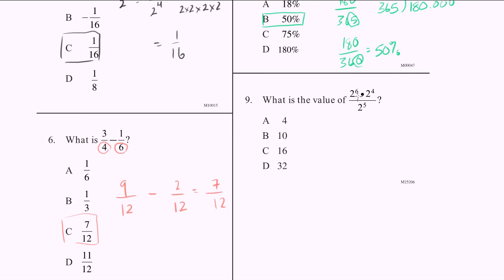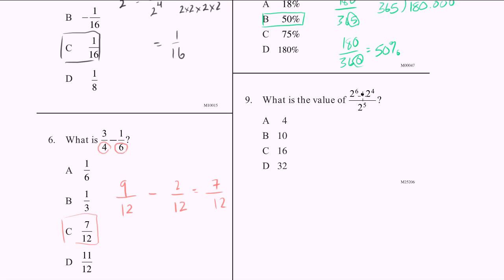What is the value of 2 to the 6th times 2 to the 4th divided by 2 to the 5th? Now, you could solve each of these powers. 2 to the 6th is 64. You could work out each of these exponents and then multiply them and then divide, but it would take you forever. So what they really want you to do here is use your exponent rules.